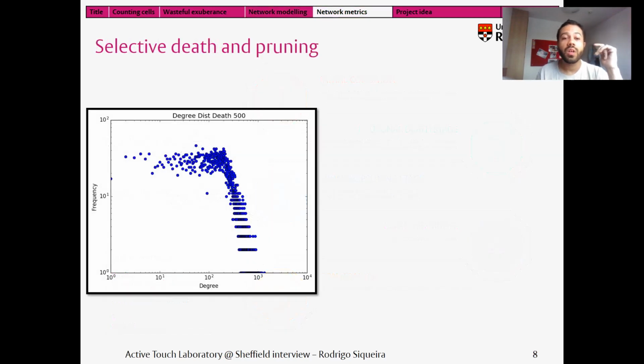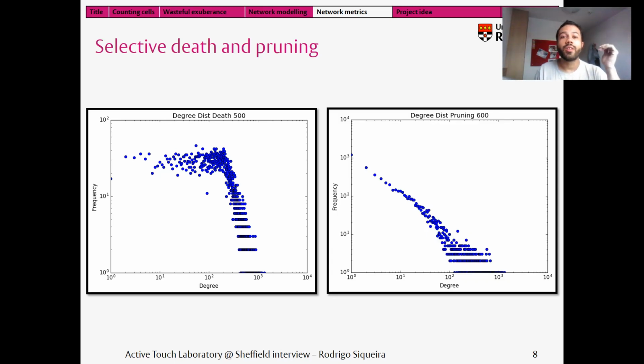When you kill cells in the preferential fashion, you end up with a fat tail like the power law we saw a couple slides ago, but not the less connected nodes. They don't follow the power law fashion. After the pruning stage, we have something that resembles really a power law. So neuronal death, if it is preferential, and synaptic pruning, if it is preferential, generates a degree distribution that's very similar to a scale-free network, which is what we would expect for the brain.